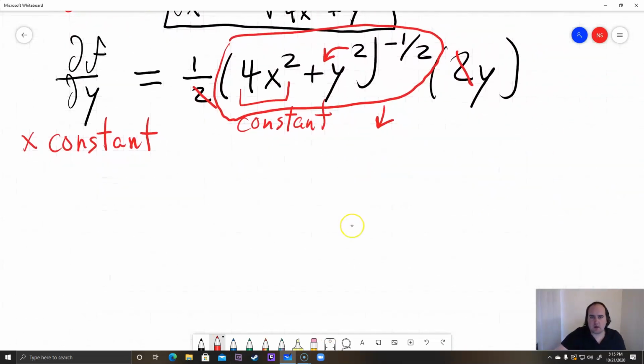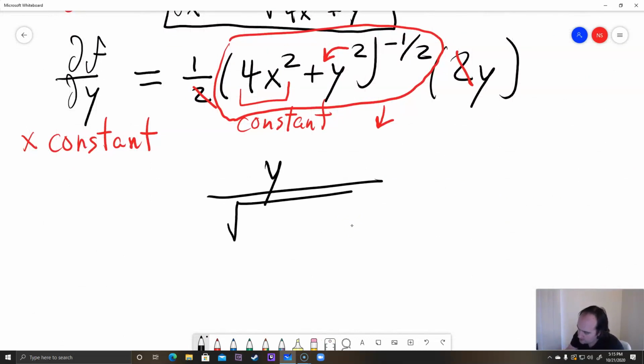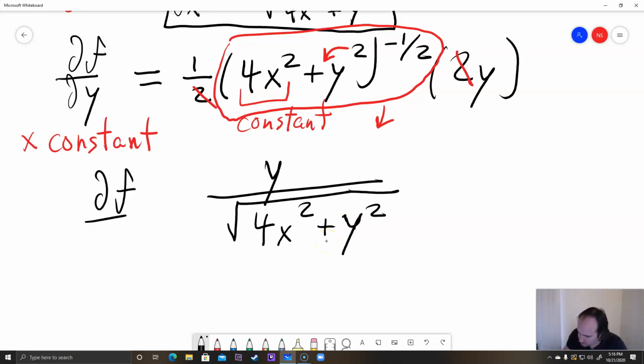Okay, so after we do all that, we should be left with a y on the top, and then on the bottom, we should have the square root of 4x squared plus y squared. Okay, so y on the top, and then we moved the negative 1/2 downstairs, so it became a positive 1/2. And that right there is partial f partial y.